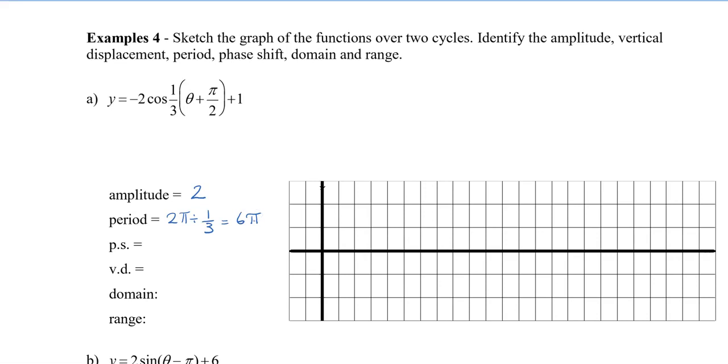Okay, then we have our phase shift, and we can see it's plus pi over 2, so it's going to be negative pi over 2. Vertical displacement is 1. And again, we know that the domain is all real numbers. And the range, actually, I'll do the range by looking at the graph after. Okay, so how do we start? When we start by graphing key points, we always start first with our phase shift.